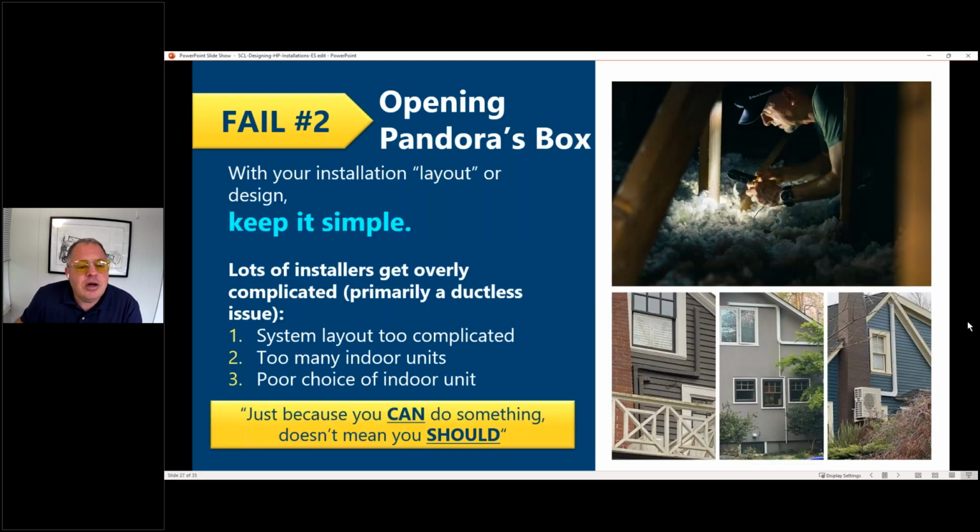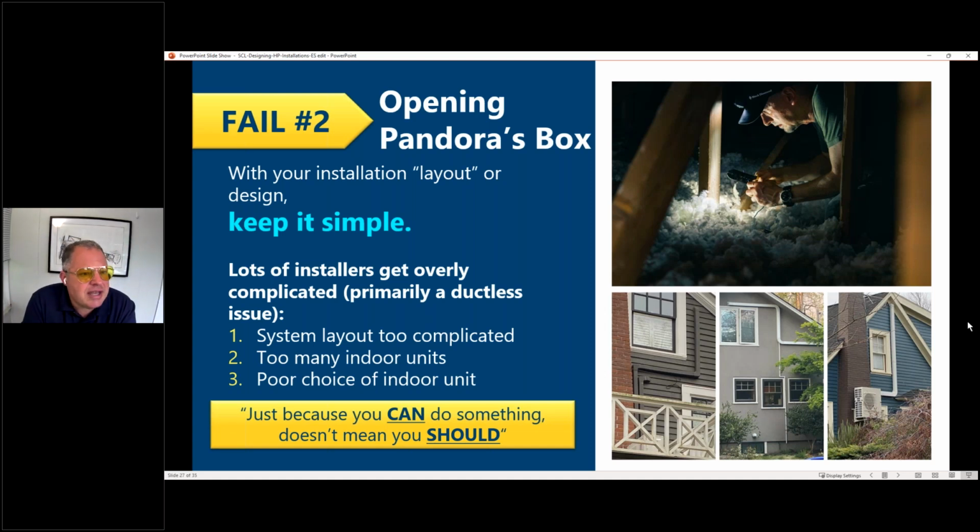Number two, oh, this is the one that drives me nuts because I see it all the time. There are some pictures on this slide of contractors trying to do so much and making for very complicated designs. This is where I call it opening Pandora's box. Remember I mentioned that there are a lot of choices that contractors and homeowners have with this variable capacity equipment, lots of different models, lots of different indoor unit choices.